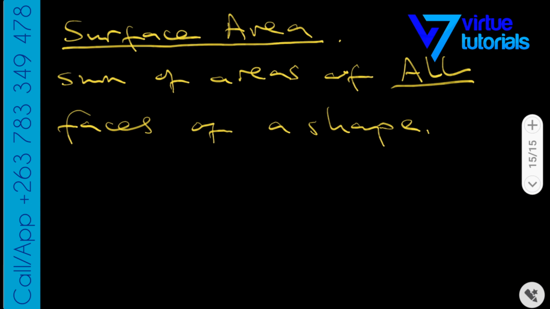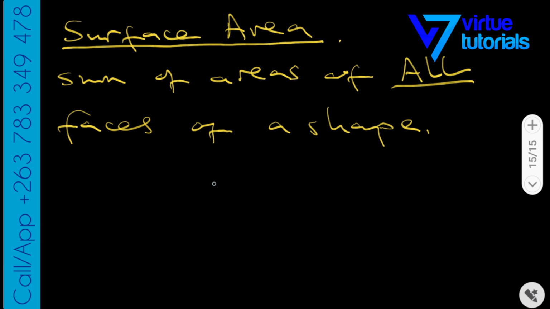So if we look at a solid shape, you realize it has different faces. If you can calculate the areas of all the faces and then sum that up, that gives you the surface area for that particular shape, right? In other words, what is the area of the exposed surfaces?